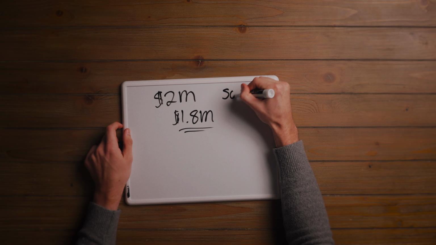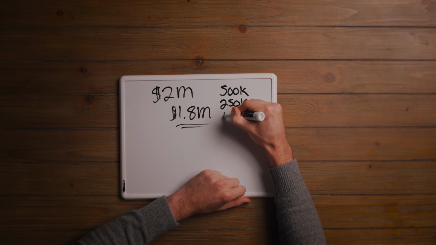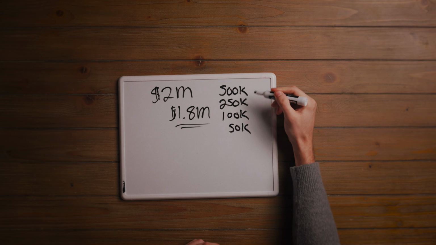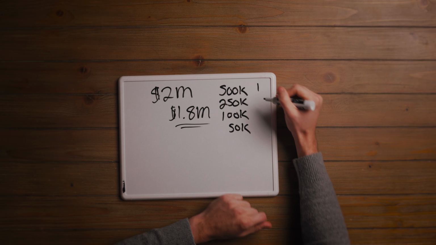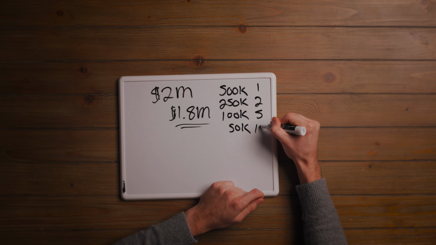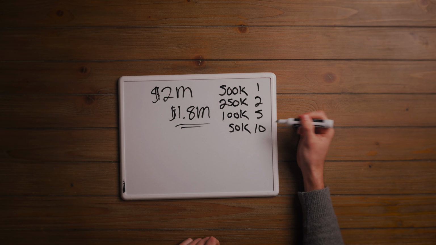The way that would break down is maybe you have one gift at $500,000. So you've got a 500K, 250K, 100K, 50K. At each of these 4 levels, say you need 1 of these gifts, then 2 of these gifts, then 5 of these gifts, and then 10 of these gifts. So 1 at $500,000, 2 at $250,000, 5 at $100,000, and 10 at $50,000. That would be a pretty appropriate distribution for top gifts if you're looking to raise $2 million total.